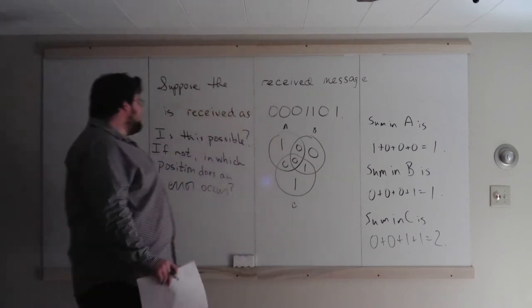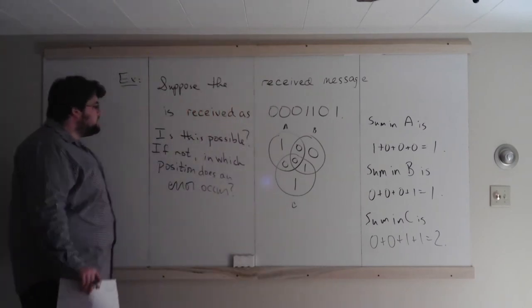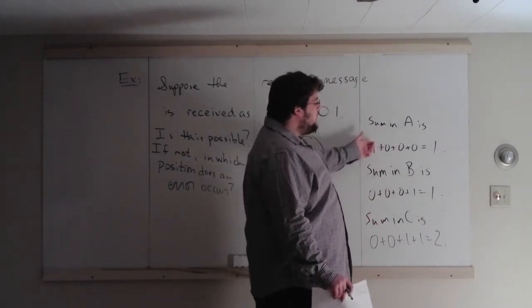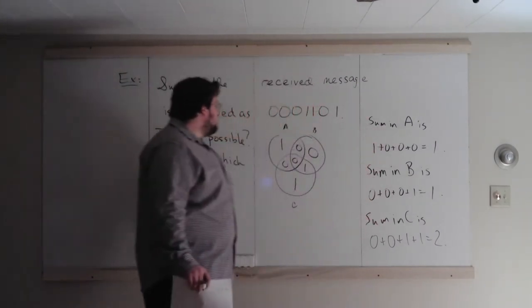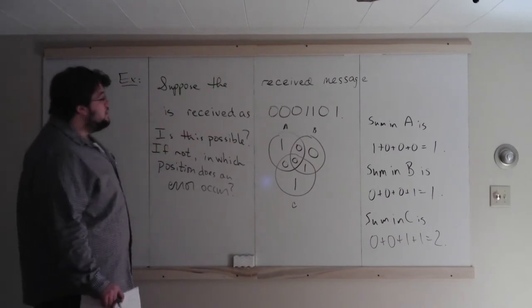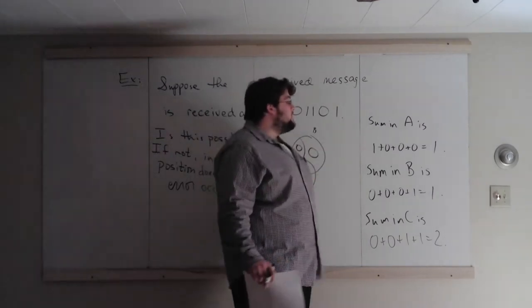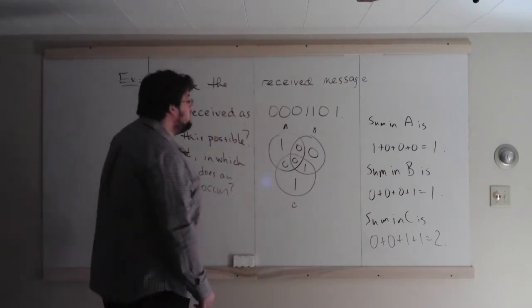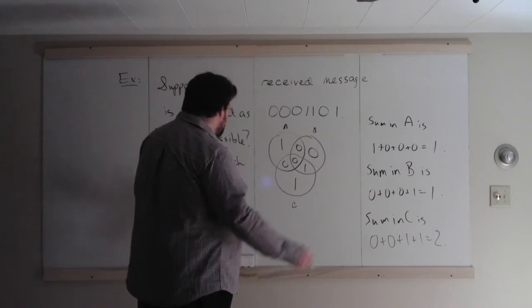There are two parts to this question. Is this possible? If not, in which position did an error occur? If we did all of these sums and got an even number for each one, then the answer would be yes, it is a possible received message. But right here, we found one of the sums is odd, so that allows us to conclude no, this is not a possible received message.